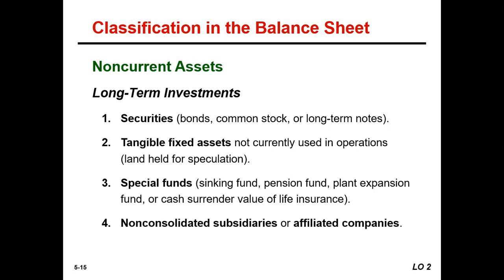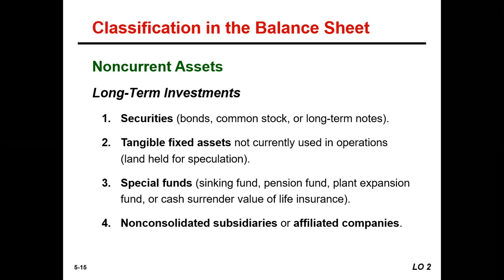Special funds. So this is like sinking fund or pension fund or plant expansion fund. This is basically like a side savings account. I know that some of you probably have heard of this before, and every bank's a little bit different, but like my credit union, they have like a vacation club account. They have a Christmas club account. They have these different types of little side accounts that you can put money into to save up for something. So that's kind of what we're thinking about with special funds.